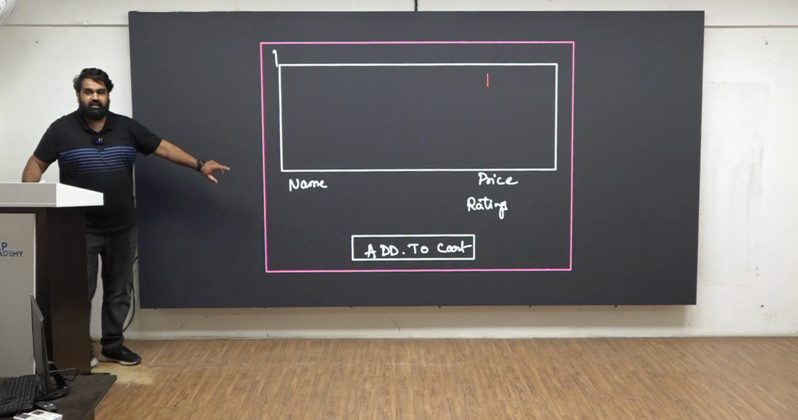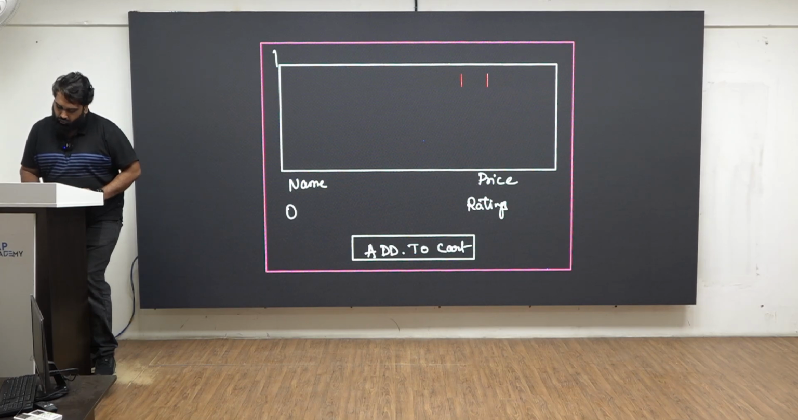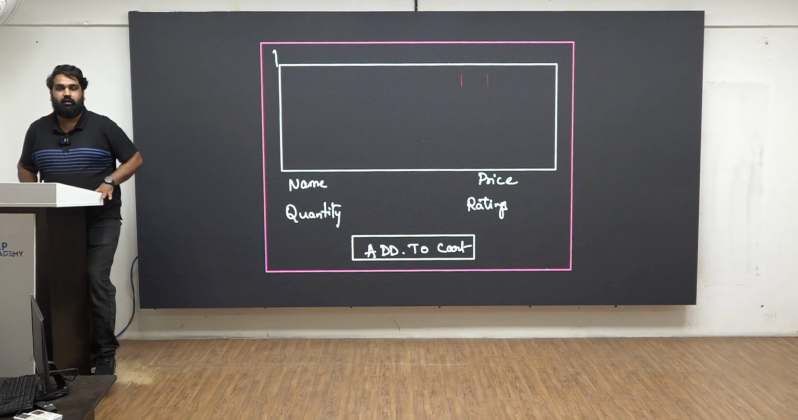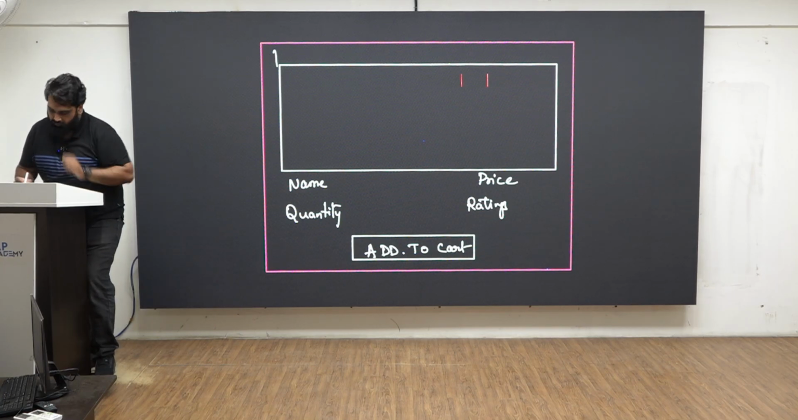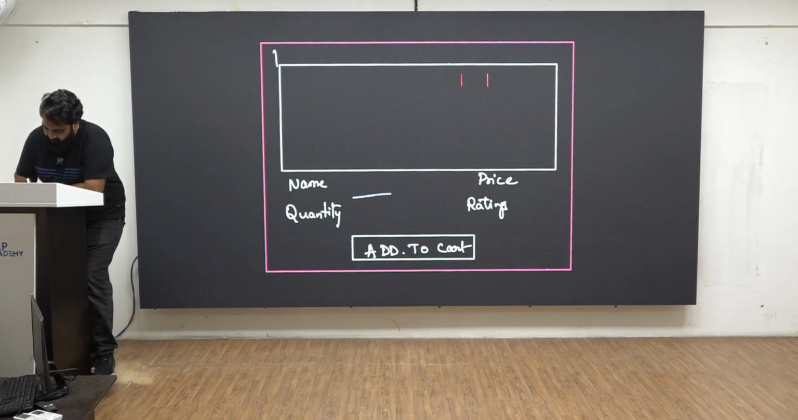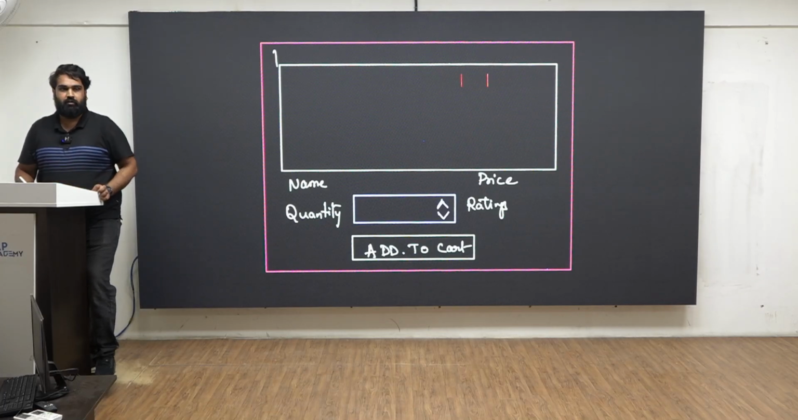While the user is clicking add to cart, maybe I want you to also mention quantity. How much quantity do you want to add to cart? Right? So here I will give an input box. It is a number input. Minimum value I will write as 1.